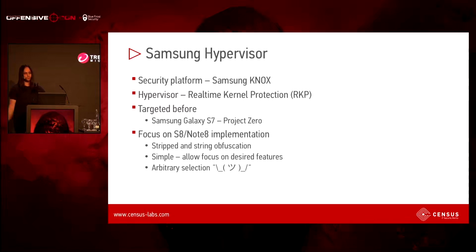In this talk, we will be focusing on the S8 implementation, which shares some architectural similarities with the S7 one. It's newer, with more additions and complexity. Moreover, it's been stripped and strings are obfuscated, making the reversing process more difficult. One of the main reasons we chose this is that it's simple with respect to secondary functionalities and features. So it is a good target for educational purposes, but at the end of the day, it was an arbitrary selection.